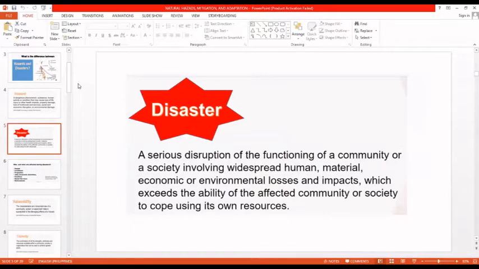When we talk about disaster, this is a serious disruption of the functioning of a community or a society involving widespread human, material, economic, or environmental losses and impacts, which exceeds the ability of the affected community or society to cope using its own resources. When we say disaster, it occurs suddenly or unexpectedly in most cases.